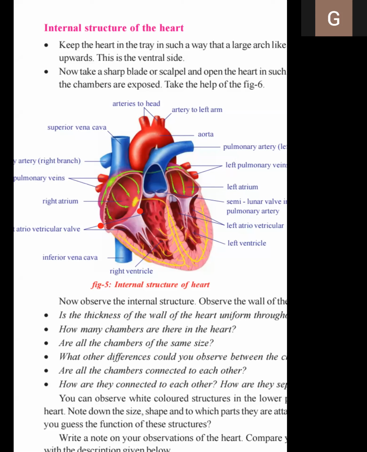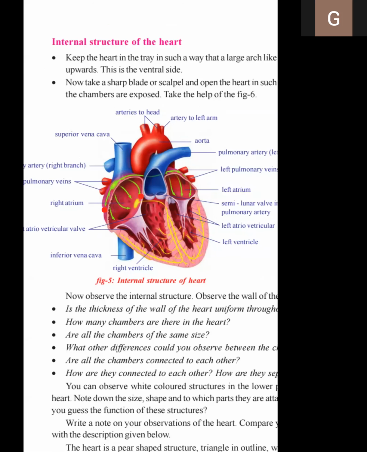Five types of blood vessels are attached to the heart. This is very important. Make a note. Five types of blood vessels are attached to the heart. So what are the blood vessels? First we will see. The first one is arteries.